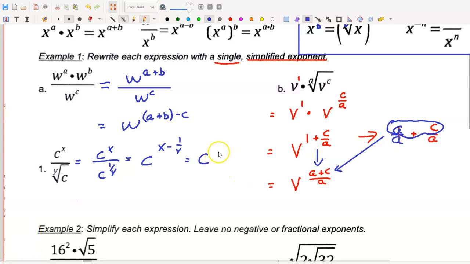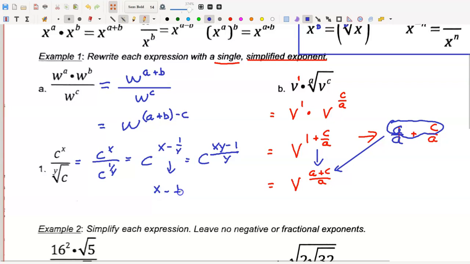So we should have c to the xy minus 1 over y. Okay. So if you went straight there and you got that, good job. If not, just go over here and show the work.